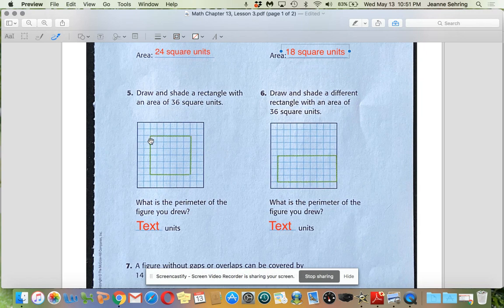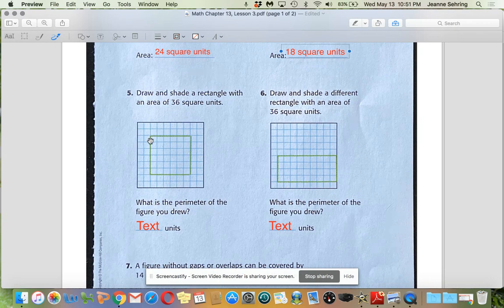Well, I went ahead and did this ahead of time because making all these little lines is time consuming. So I made one that is 6 columns and 6 rows, and there are 36 tiles in here. And the question is, what is the perimeter of the figure you drew?